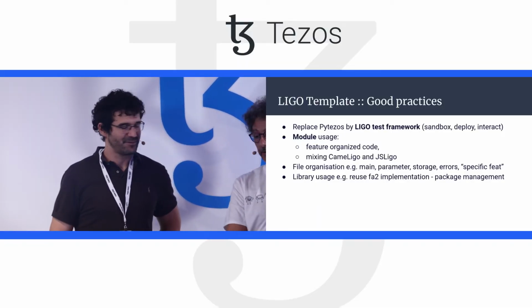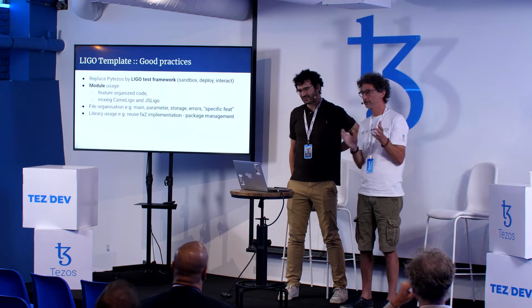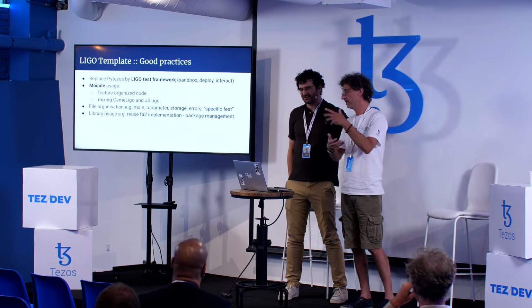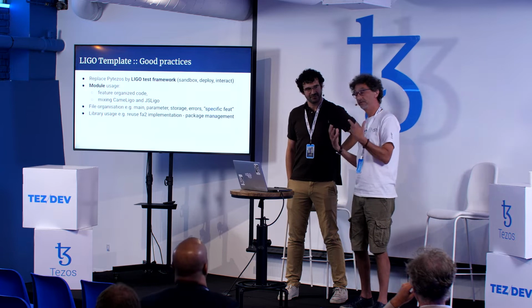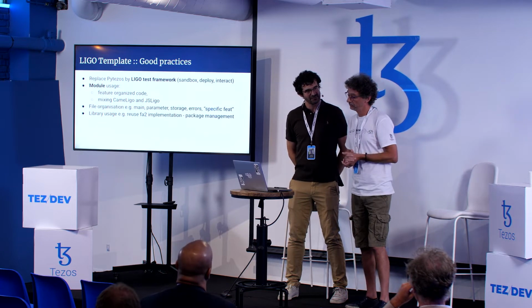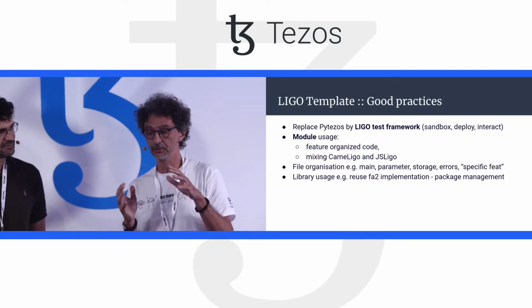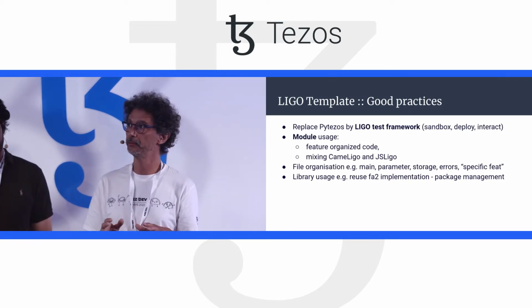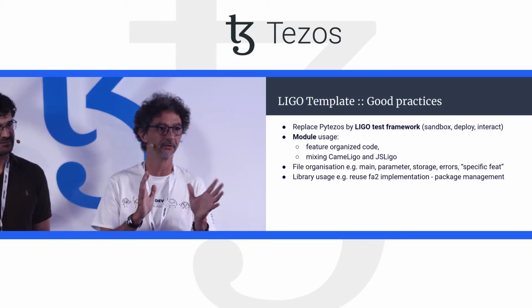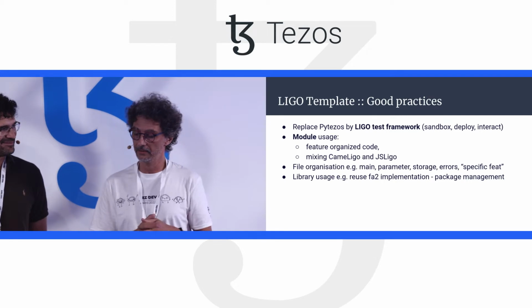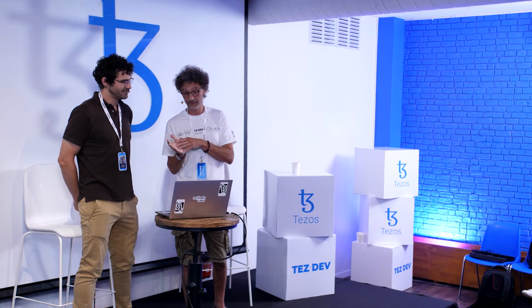Yeah, so the module lets you organize the code, and so you have to bring the types and the data types and the features together in one compilation unit. In JS LIGO we call this a namespace, just to be sure that we are using the same word as the community coming from JavaScript, and for Camel LIGO it's module. So this is why we're talking about modules in general.